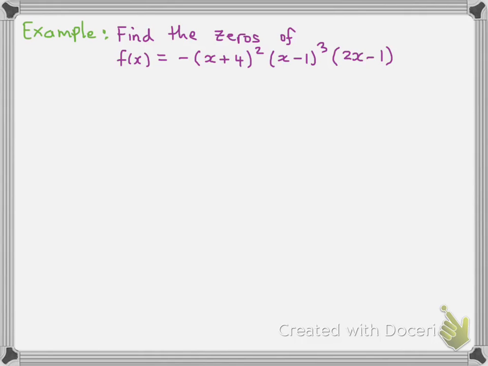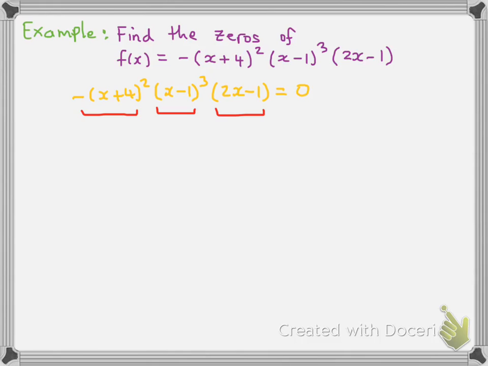What about this one? Find the zeros of f of x equals negative x plus 4 squared times x minus 1 cubed times 2x minus 1. Now, whenever you are trying to find the zeros of a polynomial, like in the previous two examples, one of the things we did was that to solve it, you have to factor the polynomial. But the nice thing is this polynomial has been factored for you, so that solving the related equation becomes a little bit easy. You take the function and you set it equal to 0.